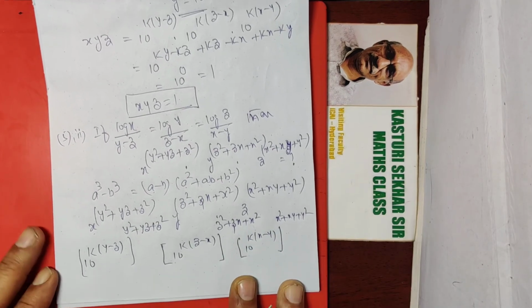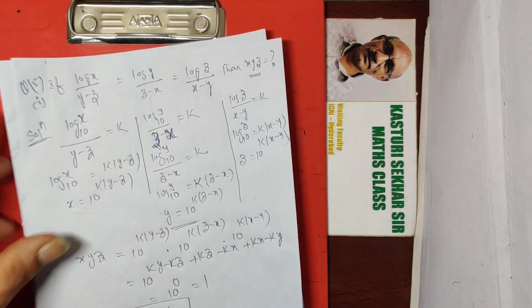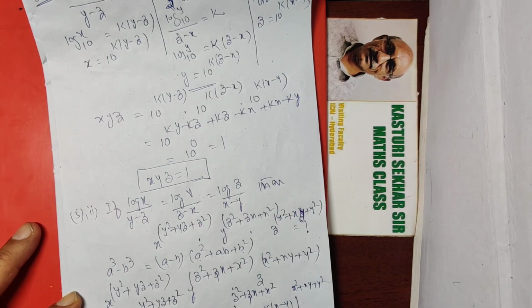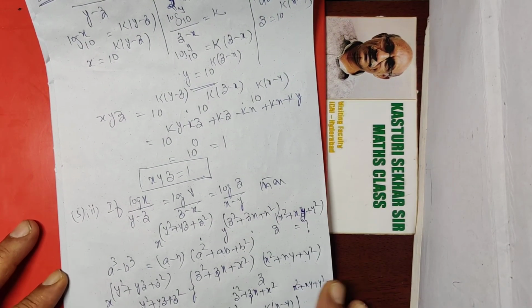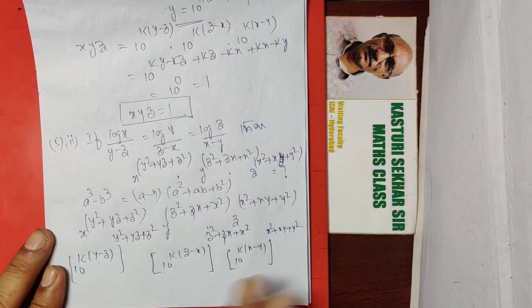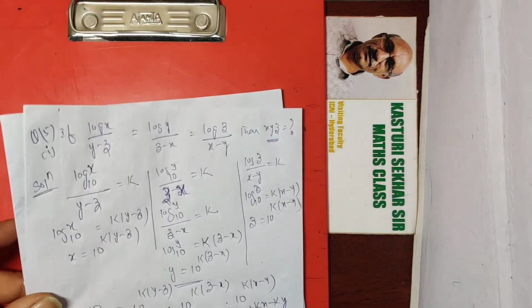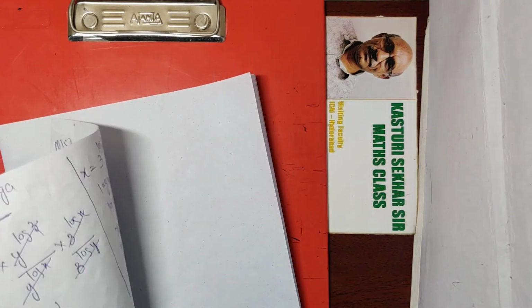Now that is almost over, sir. Now look at this. A to the power of x whole to the power of 5 can be written as a to the power xy. It means these powers I have to multiply. That I am doing in the next page.